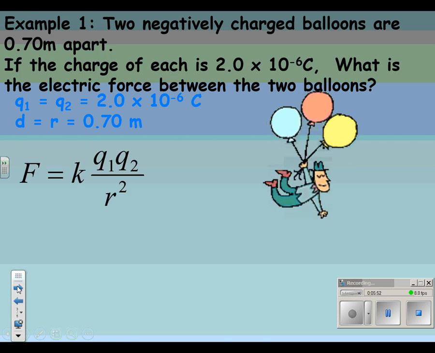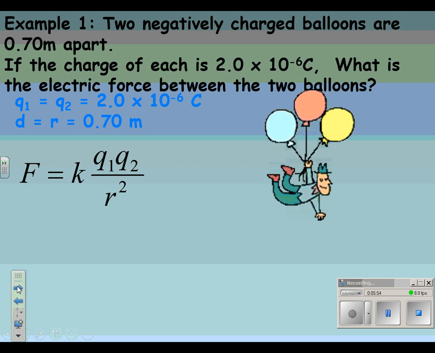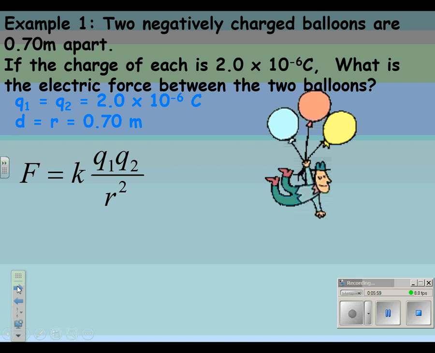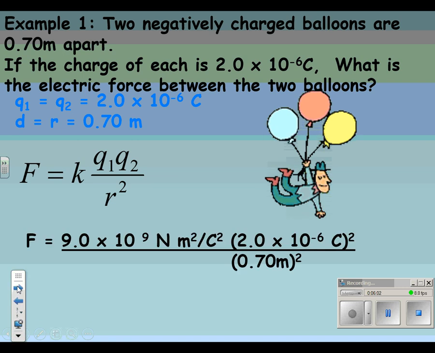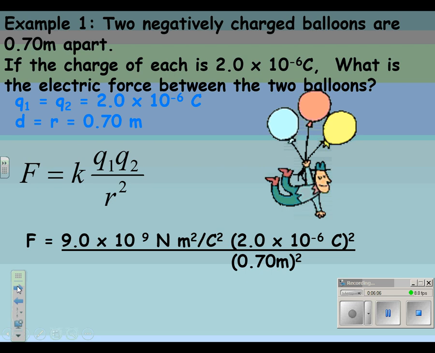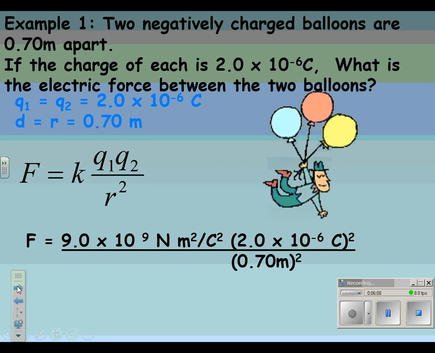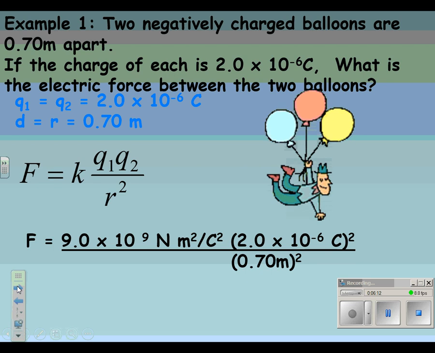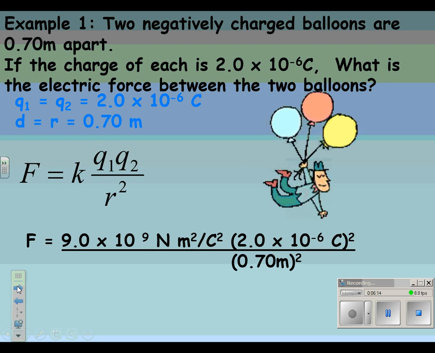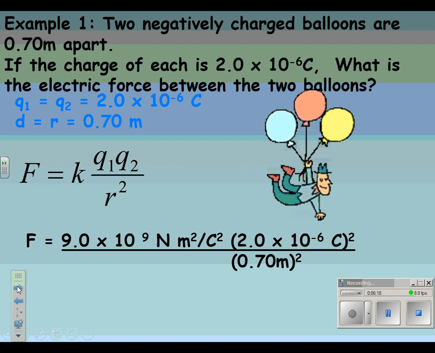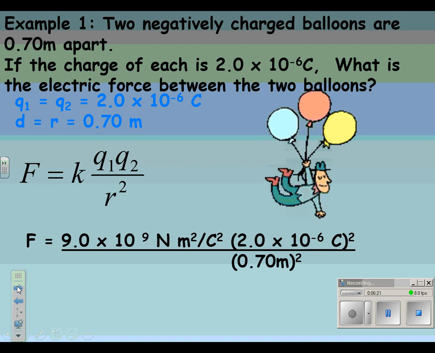So if our formula is F equals K Q1 Q2 over R squared, and both our Q's are the same value, then we can just square our Q value. So we would have our 9 times 10 to the 9th Newton meters squared over Coulomb squared, multiplied by our 2 times 10 to the negative 6 coulombs squared, because each one of the Q values was that, divided by the 0.7 meters squared. Again, don't lose the squares.